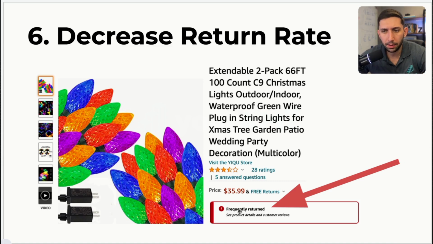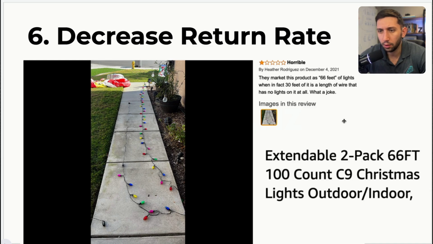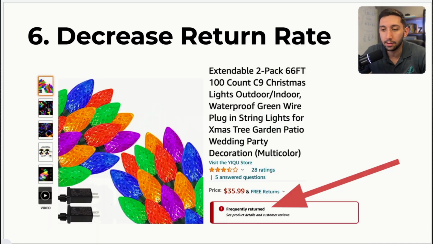But let's see what's happening here. So someone left a review here on this product. They marketed this product as 66 feet of lights when in fact 30 feet of it is a length of wire that has no lights on it at all. What a joke. And so if you're just upfront and honest about what your product is, okay, you might convert fewer customers, but you're not going to have bad reviews and high returns and get this terrible badge, and it's going to just end up destroying your Amazon business.